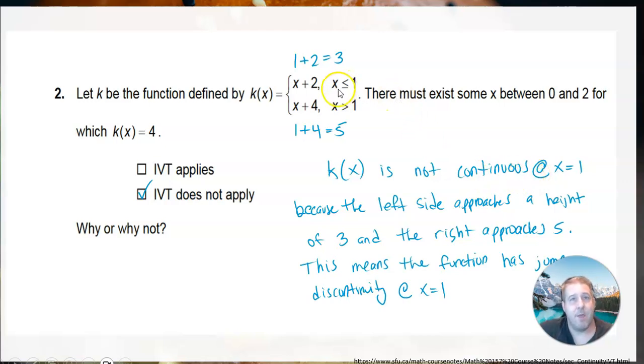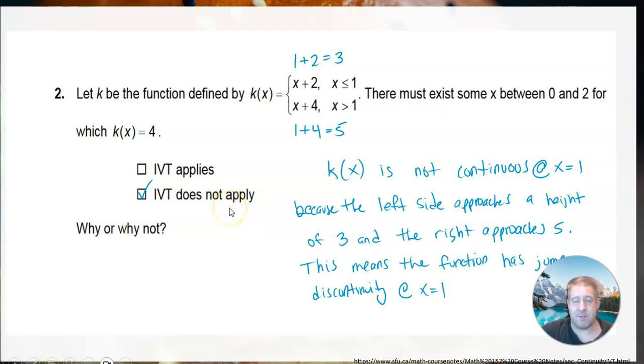Let's see why. The reason is because if I put 1 into this piece, I get 3. If I put 1 in for x here, I get 5. So it looks like this piece ends at a height of 3. This piece takes over at a height of 5. So at 1, trying to get on the graph, 1 is up here at 5. And this piece right here is ending at a height of 3. So that's not continuous. So therefore, IVT cannot be applied.